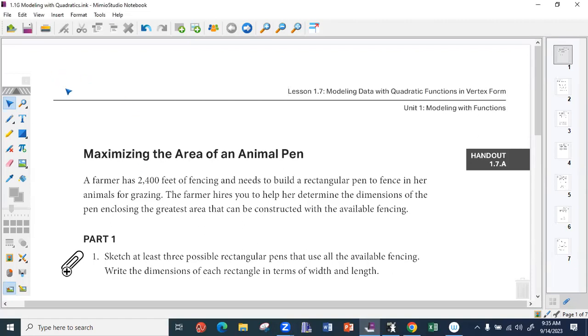We're gonna title it 1.1G Modeling Quadratics. Part 1.